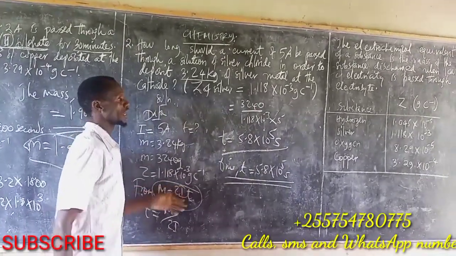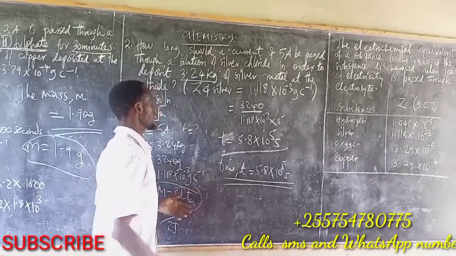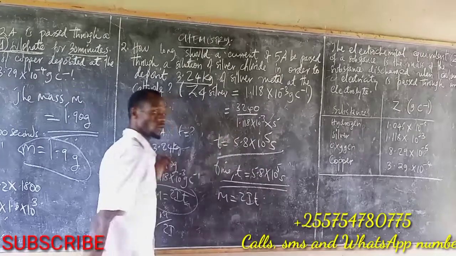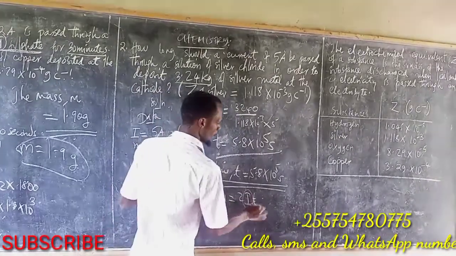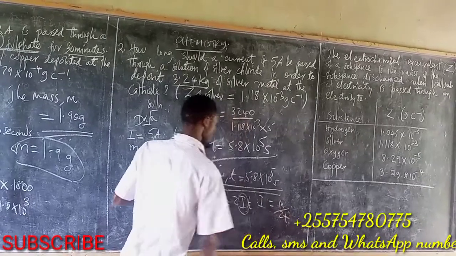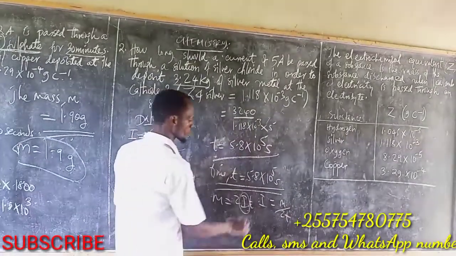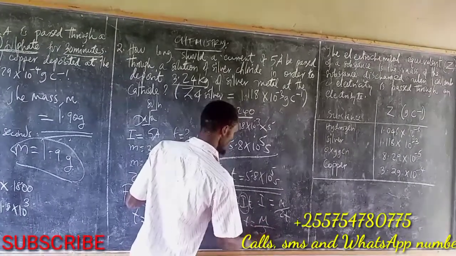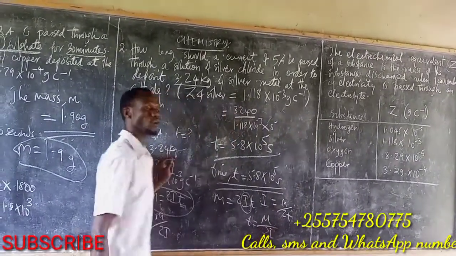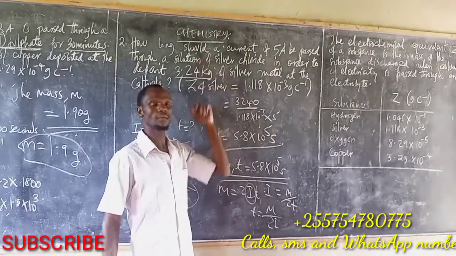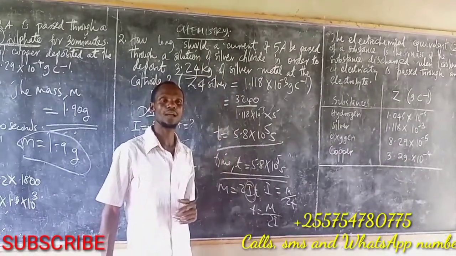M is equal to ZIT. What is missing? Now, M is equal now to ZIT. Sometimes you may be asked to find out current. I is equal now to M over ZT. Sometimes you may be requested to determine time. Time is equal now to M over ZI. So it depends on the nature of the question. Here it was all about time. So that's the end of the first Faraday's law of electrolysis.